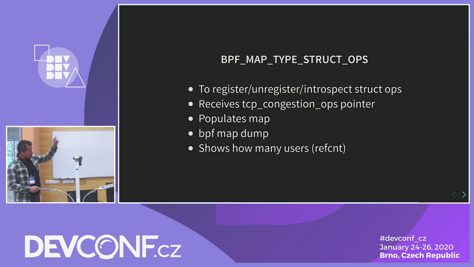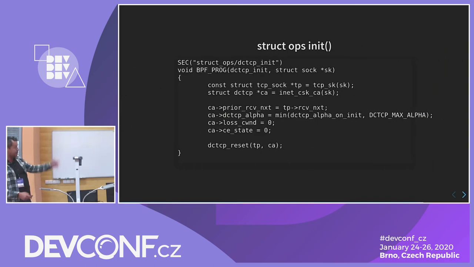So you have a map, a new BPF map, that you use to register and introspect this struct op. So libBPF will receive a pointer to this congestion ops, and you populate the map through a series of operations. There are several details that I don't have time to look at here. And you can do a BPF map dump, and we'll see how many users, how many sockets are using this specific congestion control algorithm implemented in BPF. And that's how you do it internally.